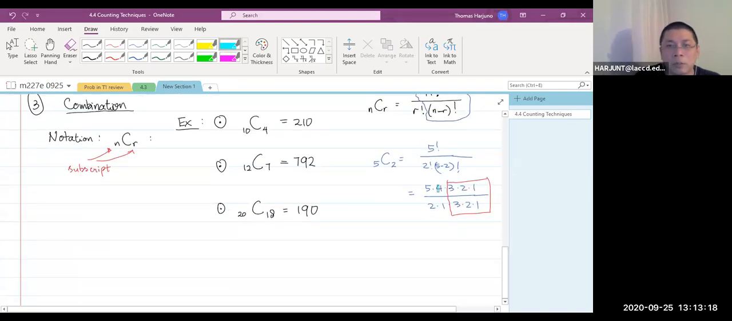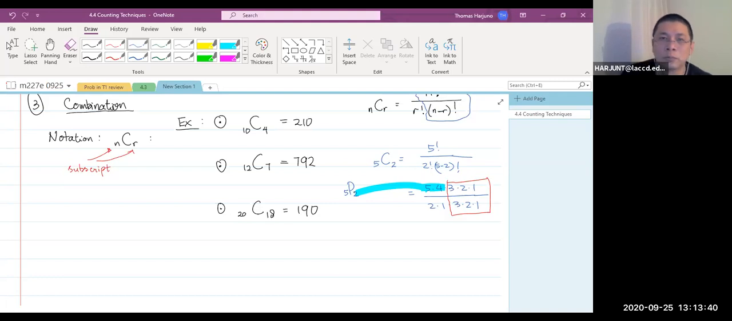Now, the blue part here is 5P2 divided by 2 factorial. I still don't see the pattern, Thomas. Don't worry. You need to chew it at home. You may watch this part again later on, watch this lecture video again.